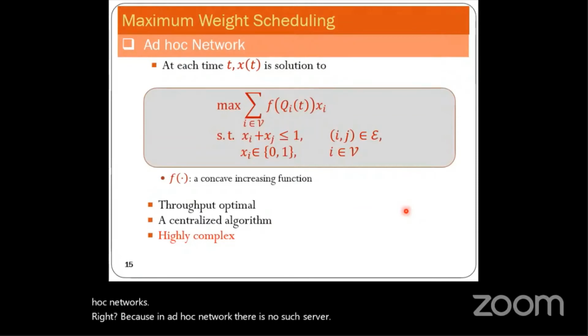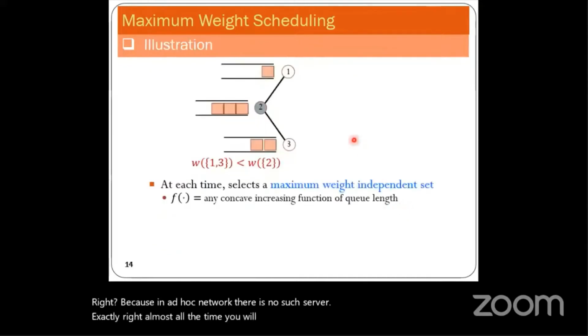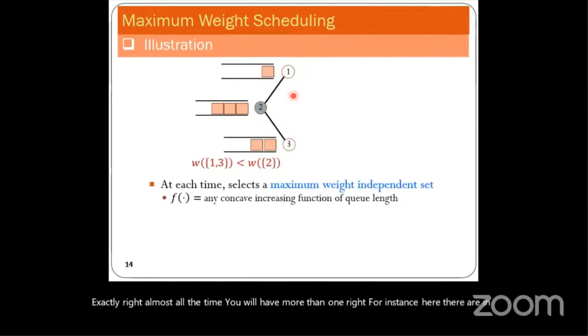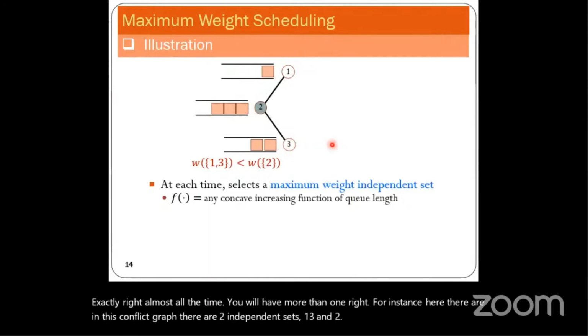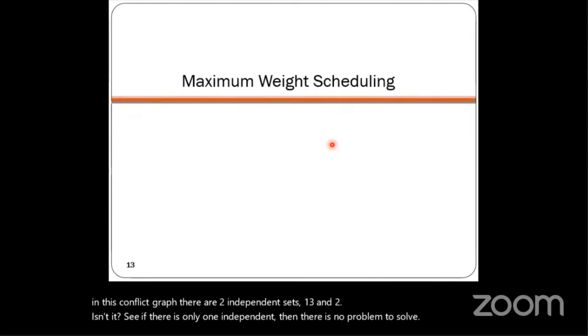Sir, sometimes in some conflict graphs, just tell me if I'm wrong, it is possible to get more than 2 schedules, right? So among all the schedules, which one is the maximum? That one will allow. Exactly, right? Almost all the time you will have more than one. For instance, in this conflict graph, there are 2 independent sets, 1, 3 and 2. If there is only one independent set, then there is no problem to solve. So no, sir, more than 2, like if there are 3 or 4 independent.